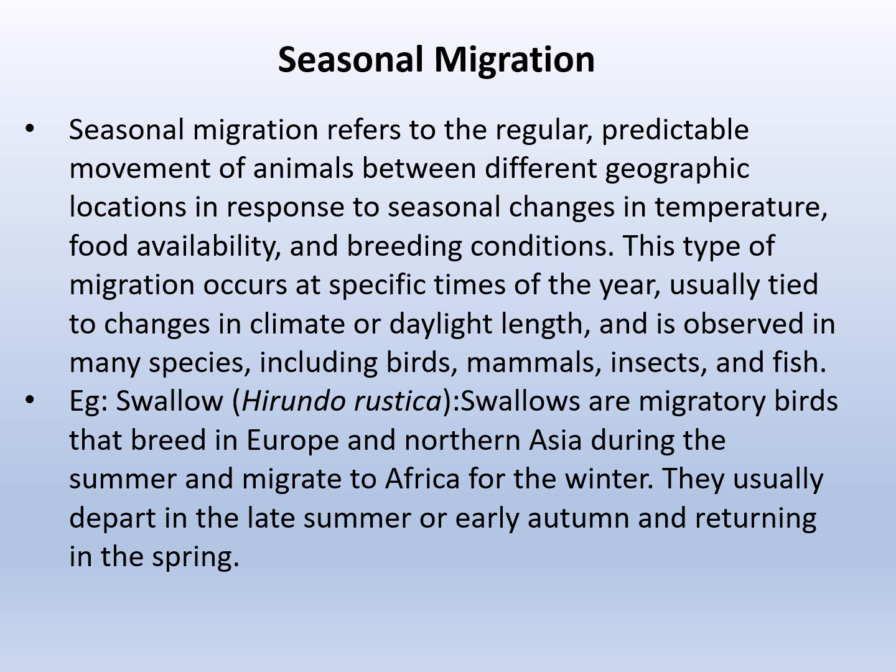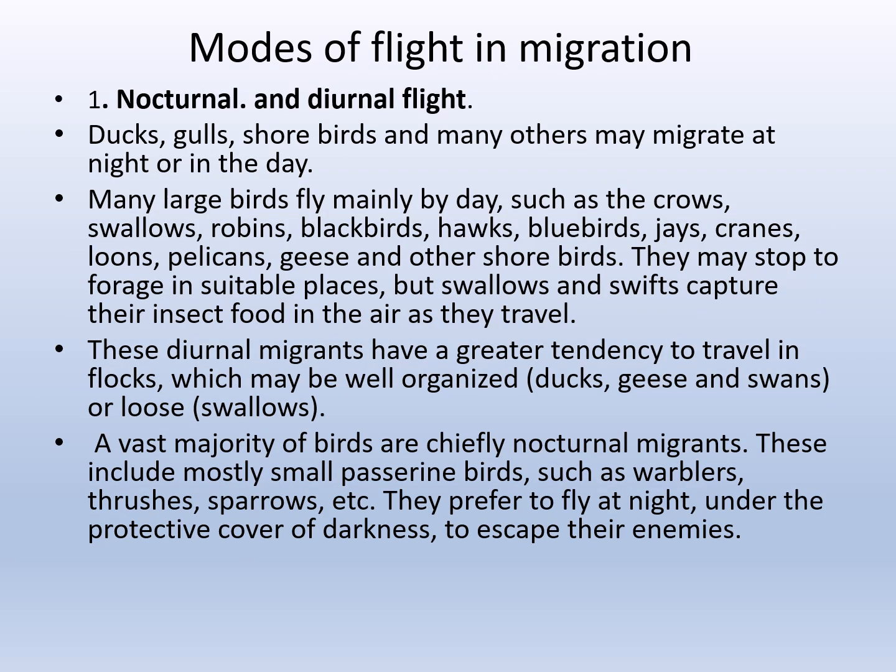Example, the swallows are migratory birds that breed in Europe and northern Asia during the summer and migrate to Africa for the winter. They usually depart in the late summer or early autumn, returning in the spring. Let us look at the modes of flight in migration. The nocturnal and diurnal flight.